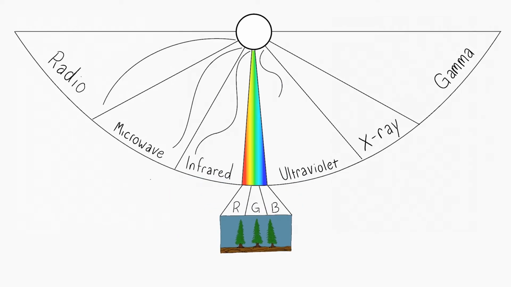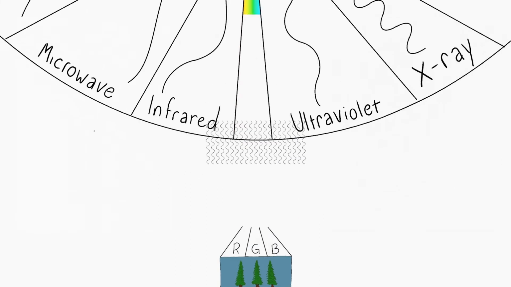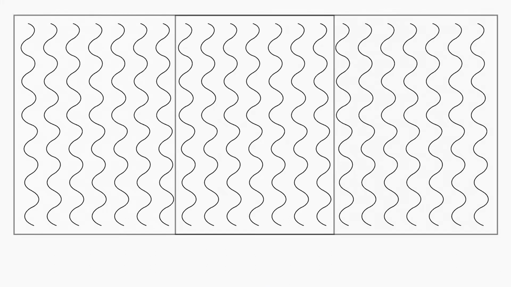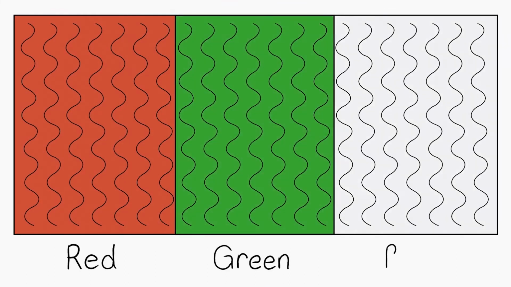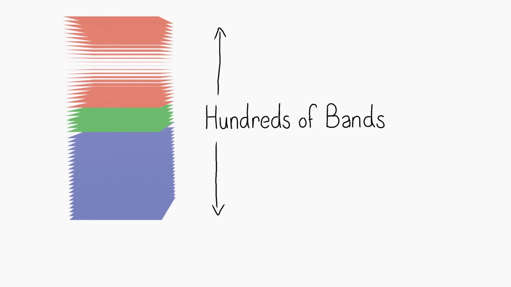The EM spectrum contains thousands of unique wavelengths, ranging from very large radio waves to ultra-small gamma waves. EM waves can be grouped into bands, like the red, green, and blue bands from our normal image, but rather than just red, green, and blue bands, a hyperspectral camera records hundreds of bands, representing a larger portion of the EM spectrum.